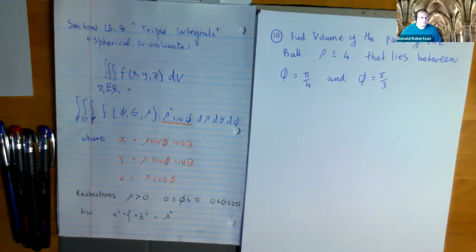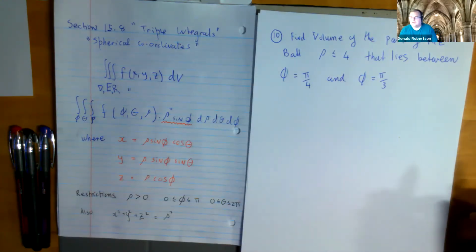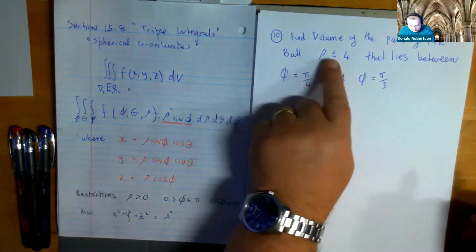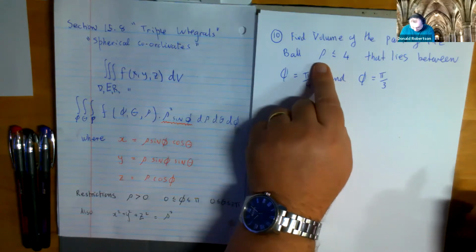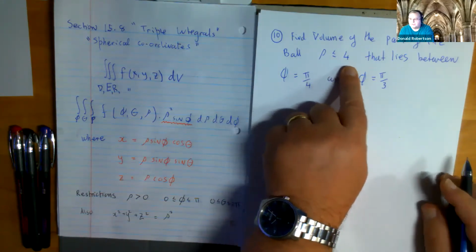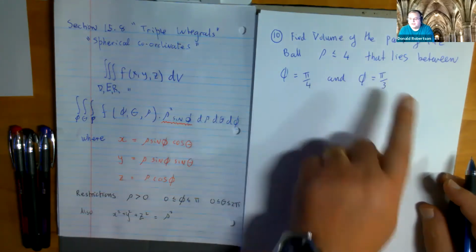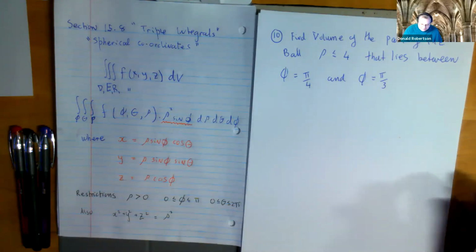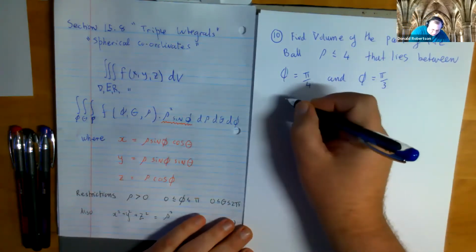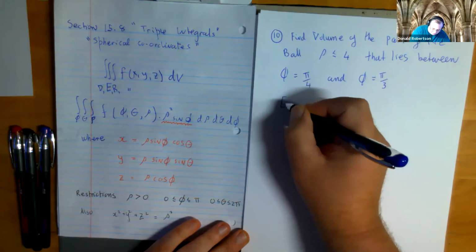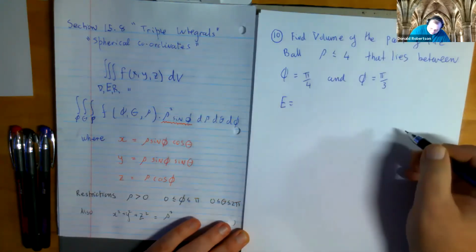Right, so we're in 15.8 still, hopefully getting that triple integral spherical coordinate stuff finished today. And here's my first question. I just basically wrote that down a few moments ago. Finding the volume of the part of a ball, which is basically the whole sphere, that lies between this angle and that. In the big scheme of things, that is the simplest question you could get. I'm going to call this region E.